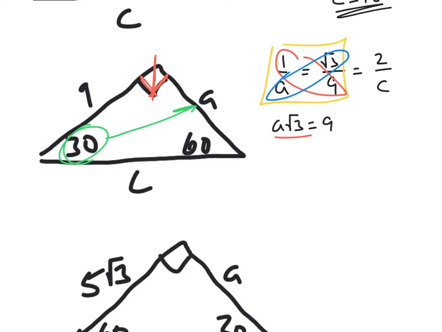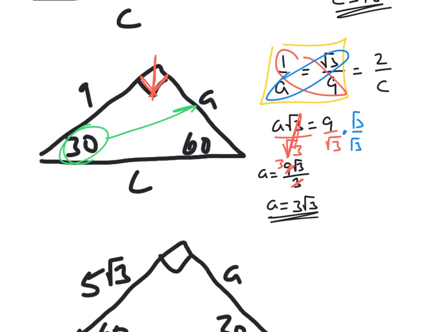And so now I need to divide by the square root of 3 on both sides. And I need to rationalize. So square root of 3 over square root of 3. And I end up getting, I'll rewrite it down here so I save room, A equals 9 square root of 3 over the square root of 3 times square root of 3, which is the square root of 9, which is 3. And so 3 goes into 9 3 times. A equals 3 square root of 3.